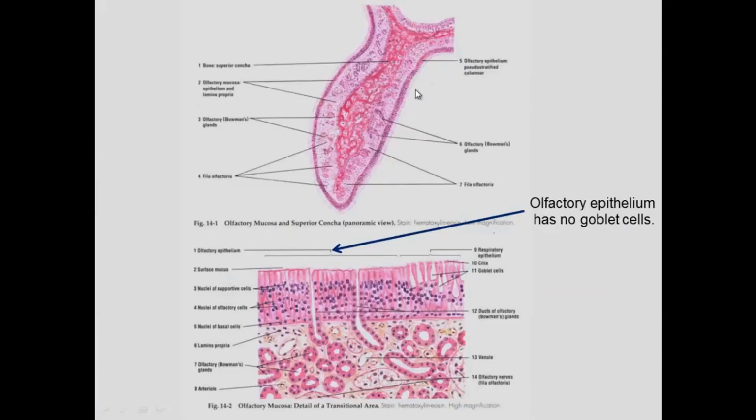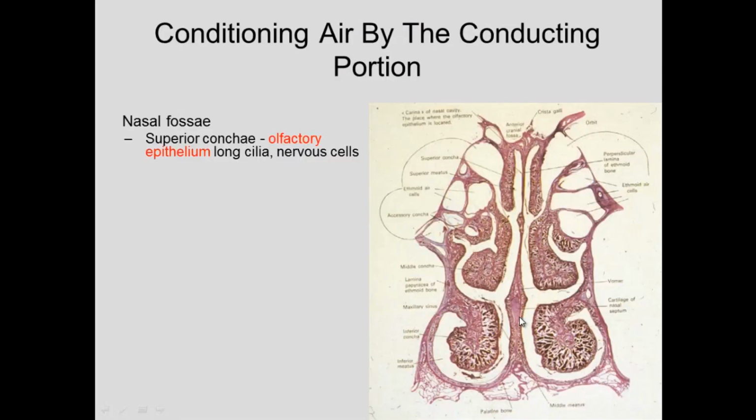Here we see olfactory epithelium on this side and that side, a bony structure here, a rich lamina propria there, rich vascular supply, and we can see the olfactory epithelium has no goblet cells. So the respiratory epithelium has goblet cells, but the olfactory epithelium does not. It does have glands that discharge on its surface. Bowman's glands will discharge on its surface.